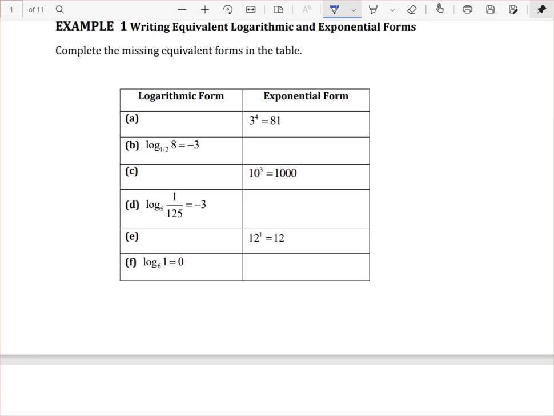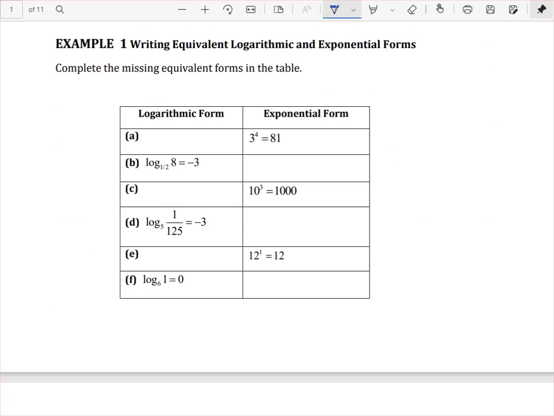Like for example, 3 to the 4th equals 81, and they tell us to write it as a log. Well, you can write log. If you take the first number, it's 3. I do a little circle to remember. 3 and then 81 equals 4. Or you can remember that the exponent is always the answer in the log, and then the base is the little number, and then the other one is like the leftover.